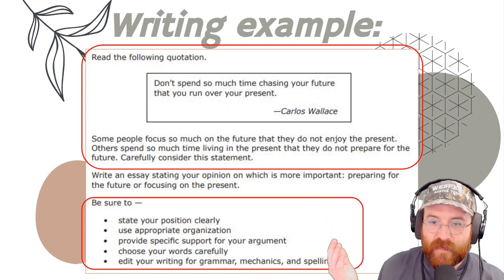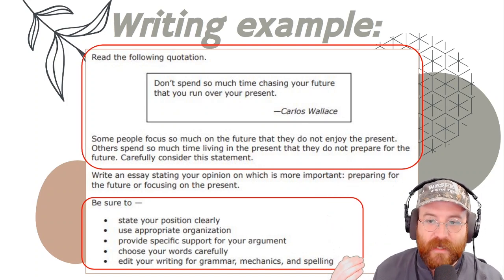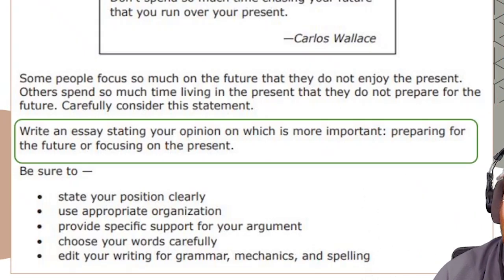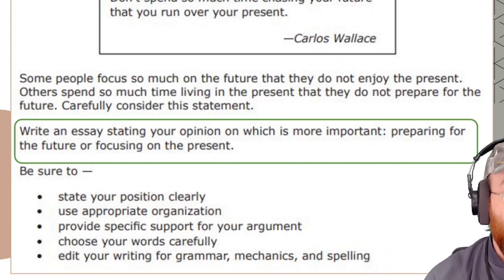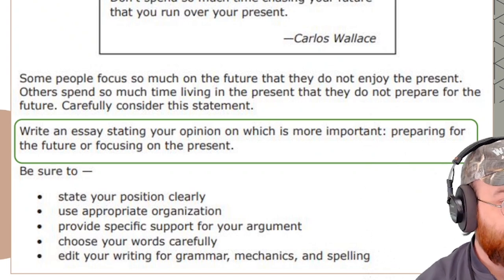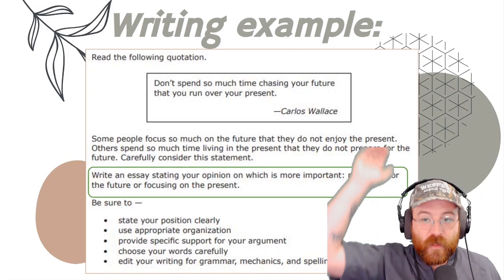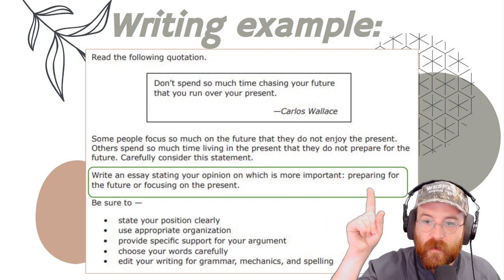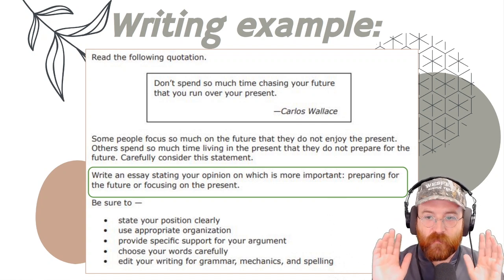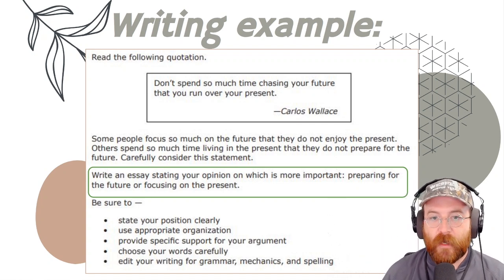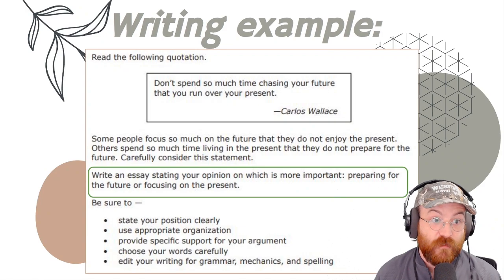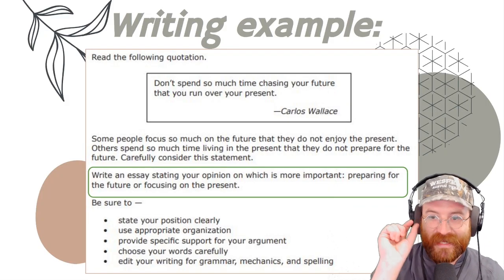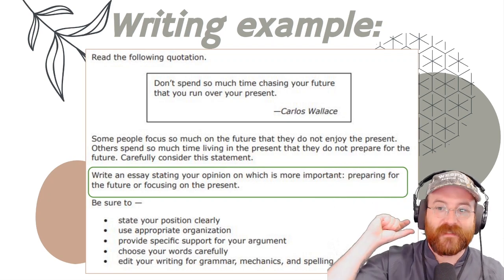And then down here, we have a checklist of things to remember as we're writing, but none of that is the actual prompt. The actual prompt is this part in the middle where it says, write an essay stating your opinion on which is more important, preparing for the future or focusing on the present. So with all this extra fluff, I really just need to hyper focus in on this part of the prompt. And again, that is just my basic way to break down a prompt, especially a STAR prompt. If your teachers have told you to do something different, please listen to them, not me, but generally speaking, you want to make sure you know exactly which part of all of this is the writing prompt.